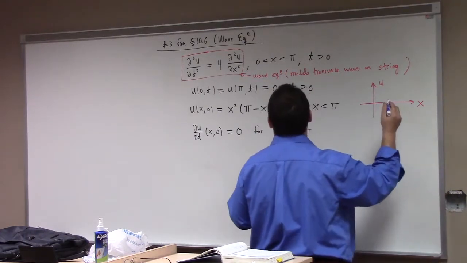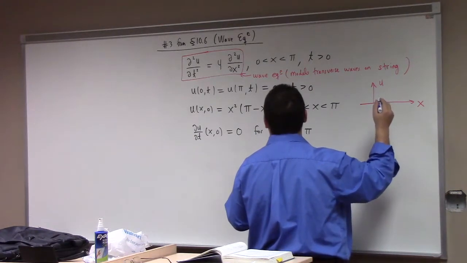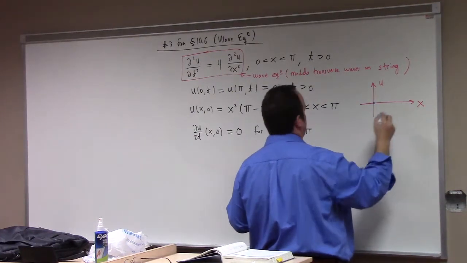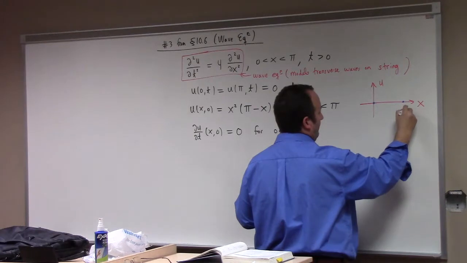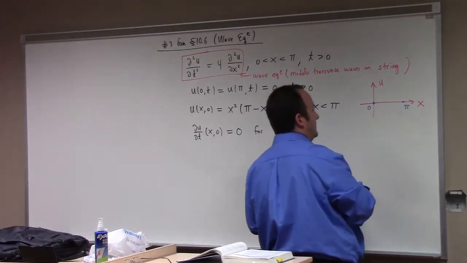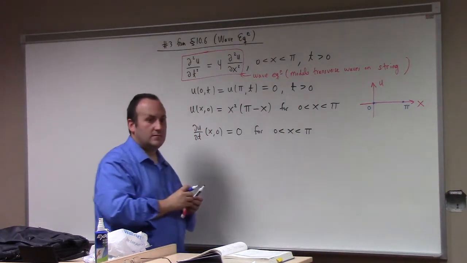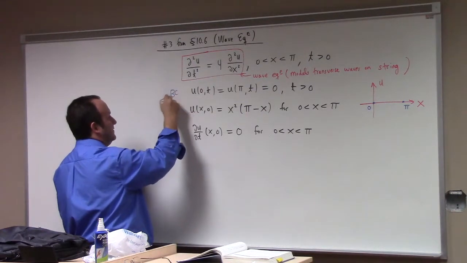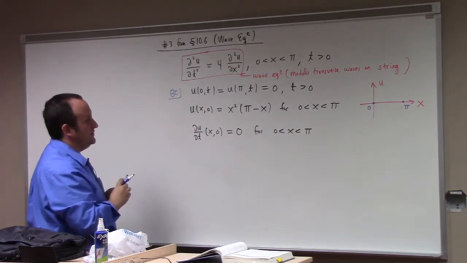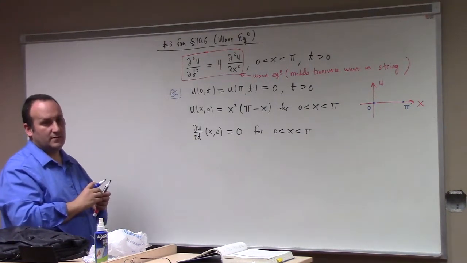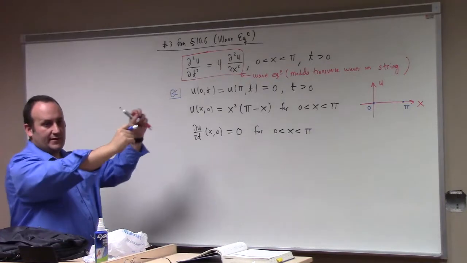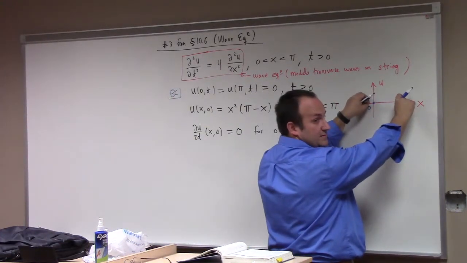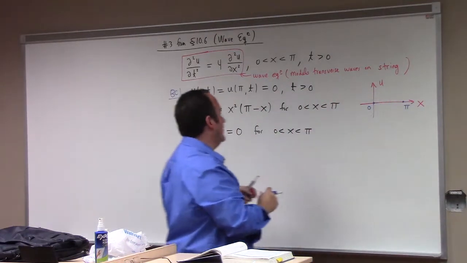Well, this solution has what? U of 0 is 0, right? U of pi is 0. And so we're kind of stuck with that. That's given, right? This boundary condition is given. U of 0, t and u of pi, t is 0 for all t. So what that's saying is we're looking at a string where the endpoints are fixed, like that, all right? So fixed endpoints.